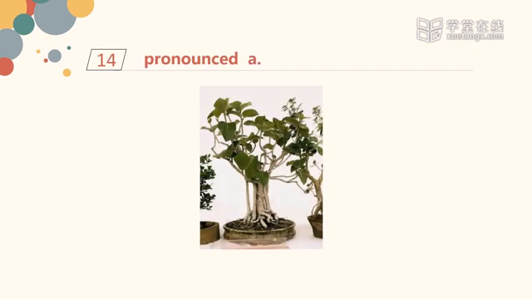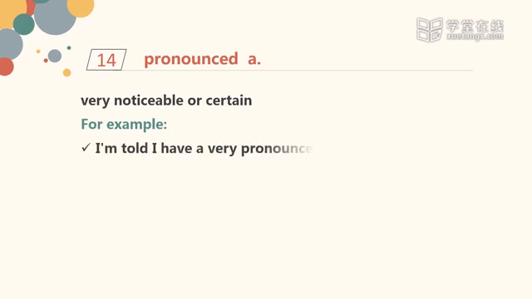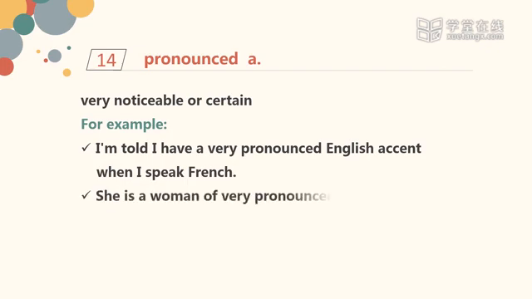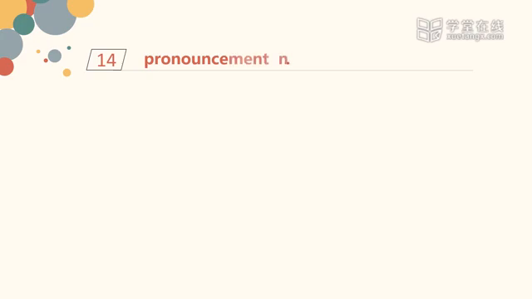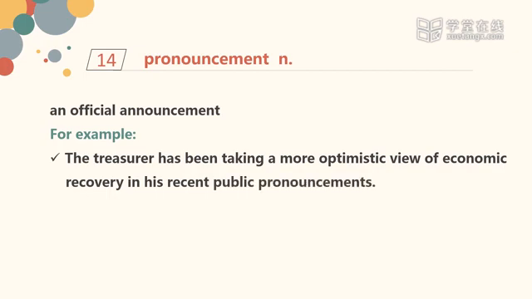Number 14. Pronounced, very noticeable or certain. For example, I'm told I have a very pronounced English accent when I speak French. She's a woman of very pronounced views, which she's not afraid to air. Pronouncement, an official announcement. For example, the Treasurer has been taking a more optimistic view of economic recovery in his recent public pronouncement.